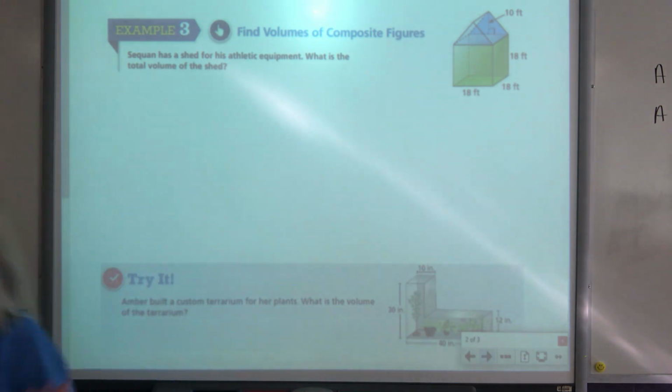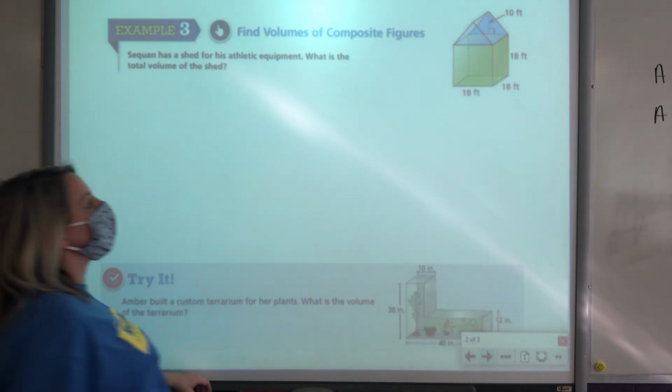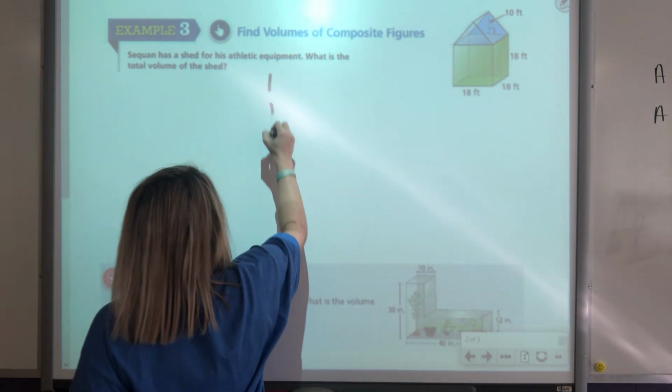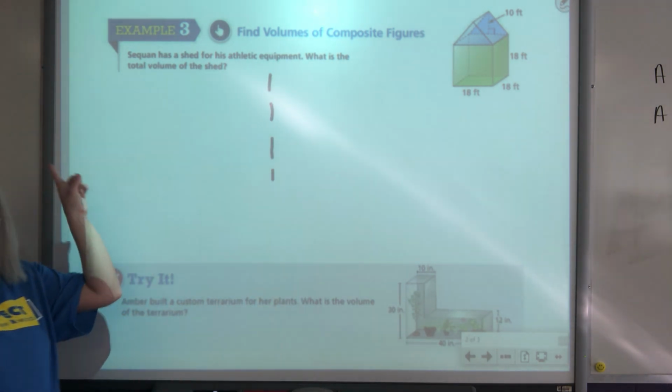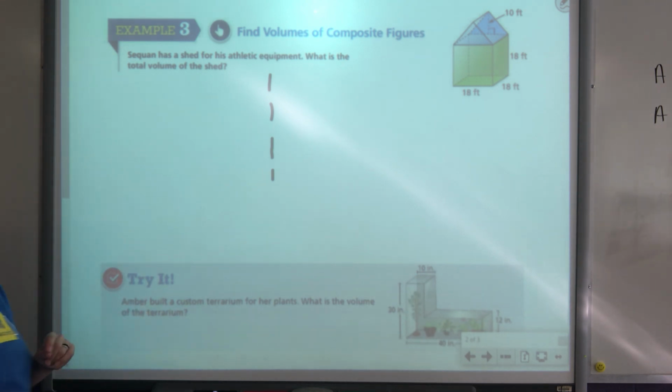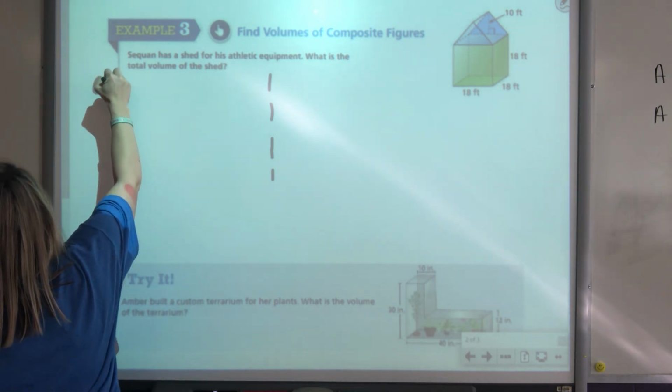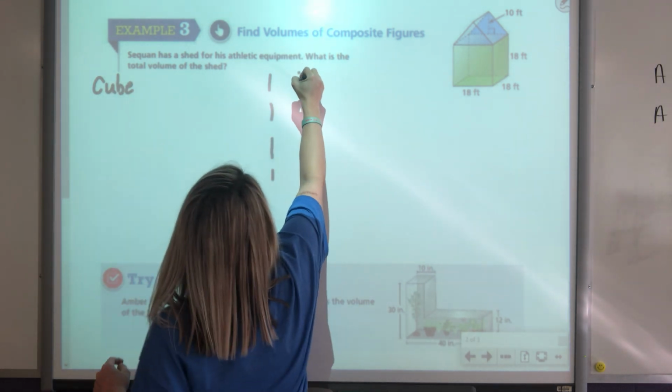Now this is called a composite figure because it's made up of two or more geometric figures. Yesterday we talked about composite shapes. Today, this is a composite figure. So Saquon has a shed for all his athletic equipment. What is the total volume of the shed? Because we see two shapes, we need to do two problems. So we have our cube, and then we've got our triangular prism.